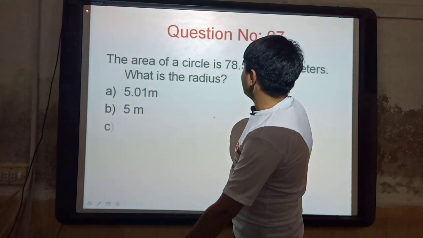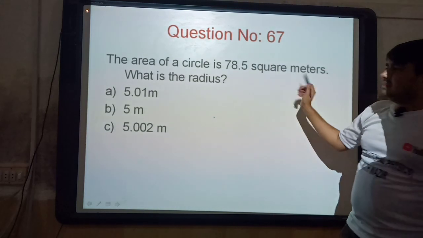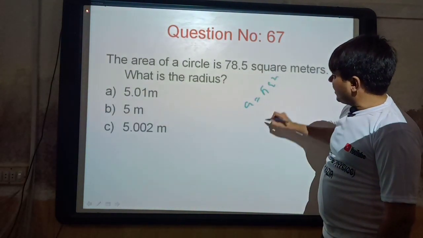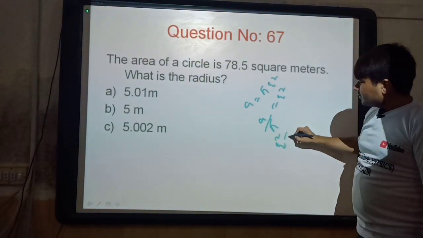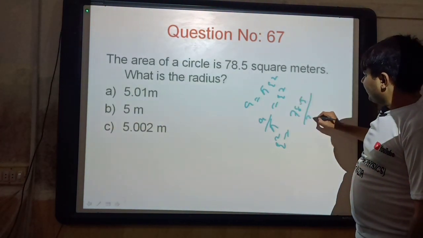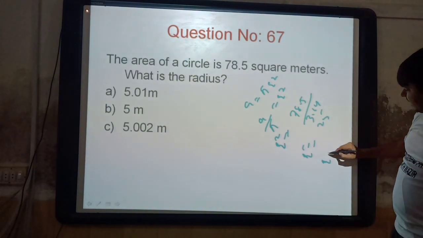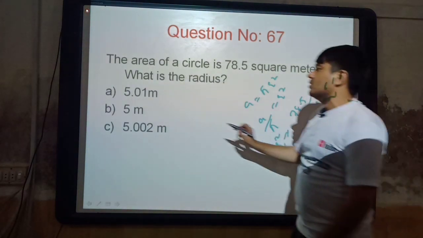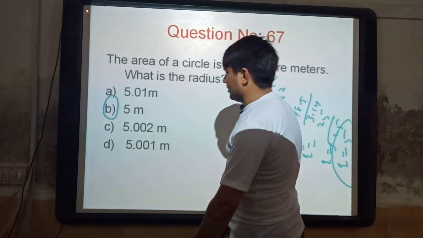The area of a circle is 78.5 square meter. What is the radius? Area is equal to pi r square. Area upon pi is equal to r square. What's the value of 78.5 divided by 3.14? It means 25. Taking radical of 25, it converts into 5 meter. The correct option is B, 5 meter.